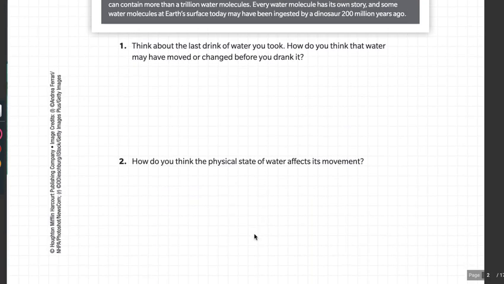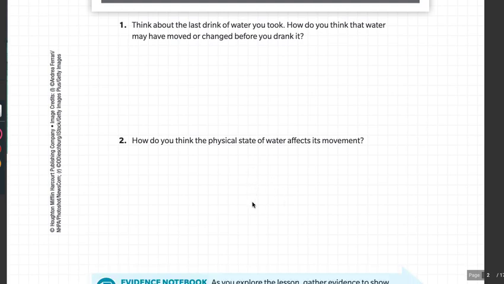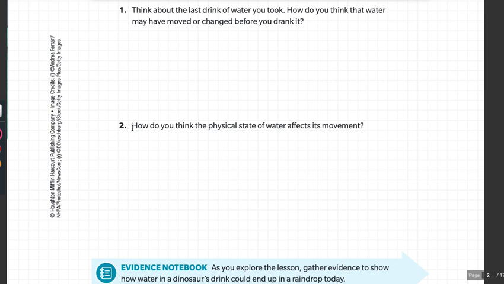And the physical state of water affects its movements. Obviously, if it's frozen, it's not going to move very much, right? You think of glaciers that have been around on continents for hundreds of thousands of years. Those water molecules have been in the same place. That's actually one way that they can tell about climate in the past, right?